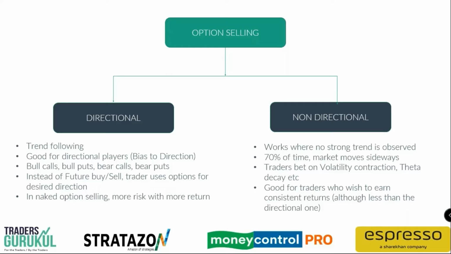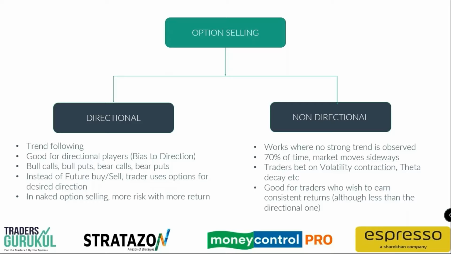Directional is basically trend following, good for directional players who have some bias to the direction. Bull calls, bull puts, bear calls, bear puts, you can just go through these. Instead of futures buy or sell, the trader uses options for the desired direction. In naked option selling, there is more risk with more return.